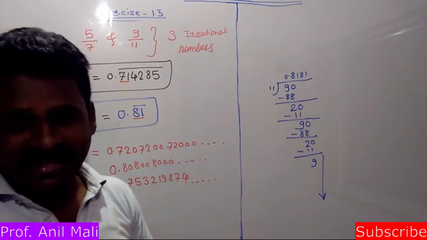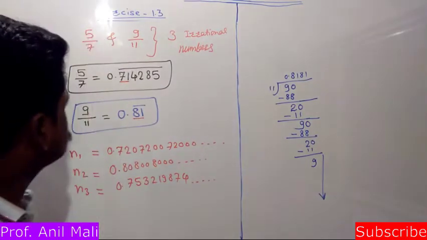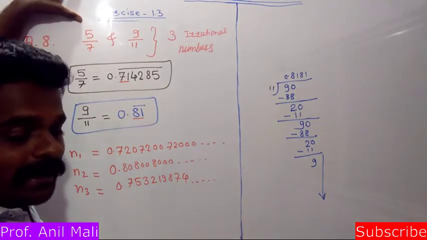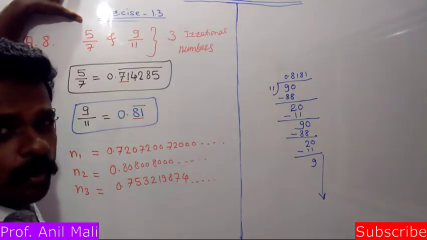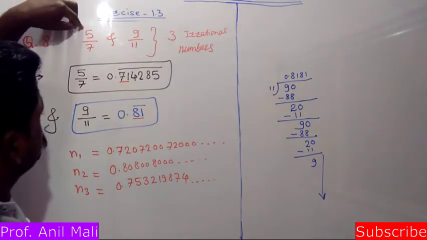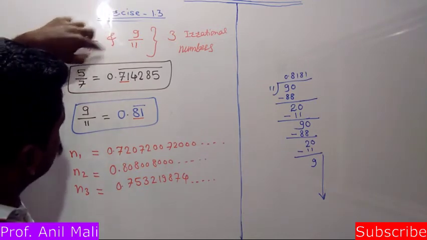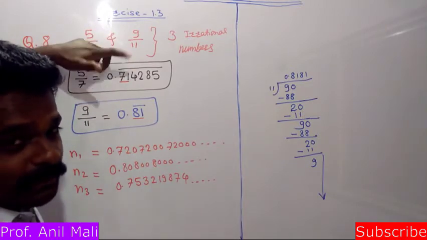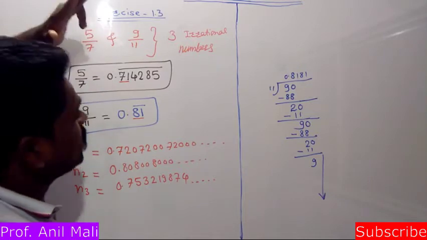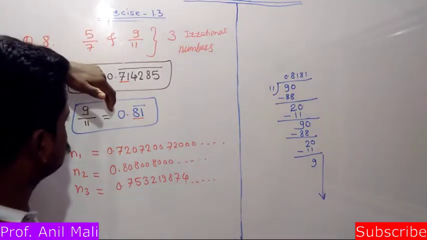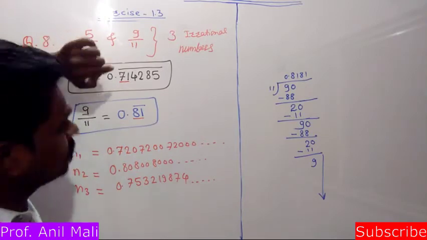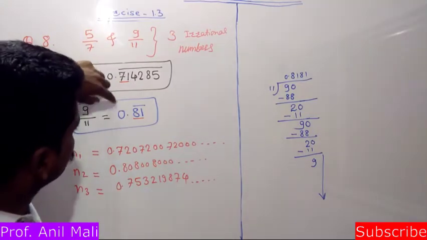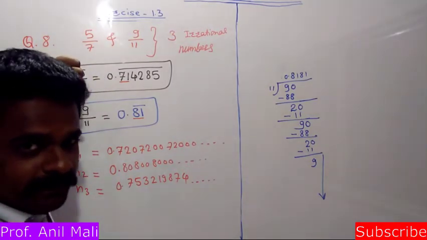Here we have written only 3 irrational numbers. Let's understand the procedure once again. They had given us 2 rational numbers and we need to find 3 irrational numbers between the given 2 rational numbers. So we simplified that to 5 by 7 in this form. That means this is a repeating type of rational number, non-terminating recurring, and this is again non-terminating and recurring. Which is the recurring block here? 71, 42, 85, and here it's 81.